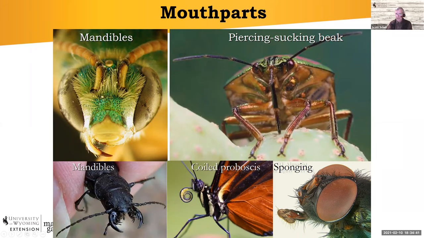And then sponging mouth parts, this is like what houseflies have. It's kind of a modified piercing sucking, but what they do is they regurgitate digested juices on prospective food and then suck it back up. And that's why they're really harmful, and they can mechanically vector disease organisms.